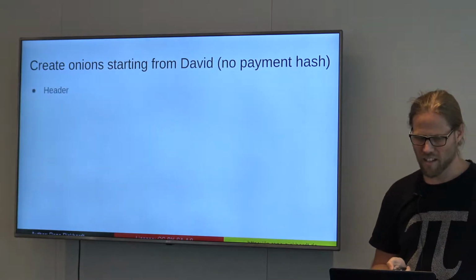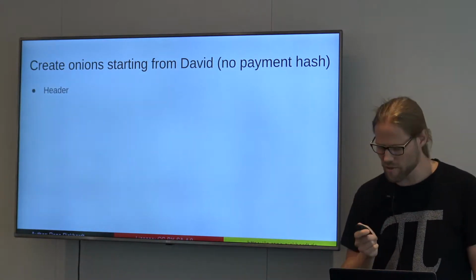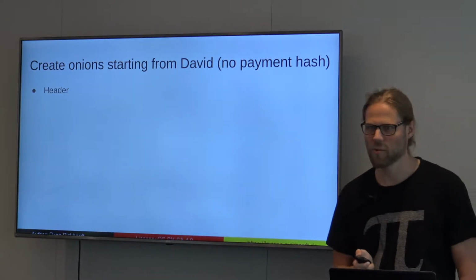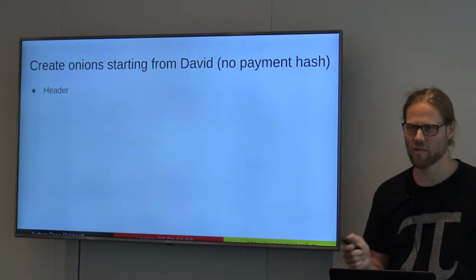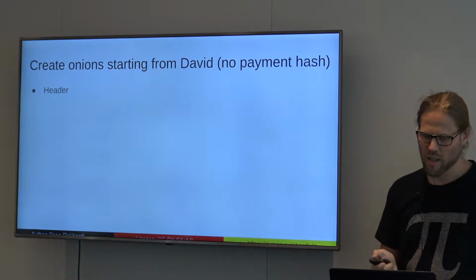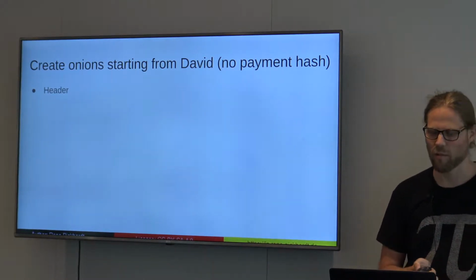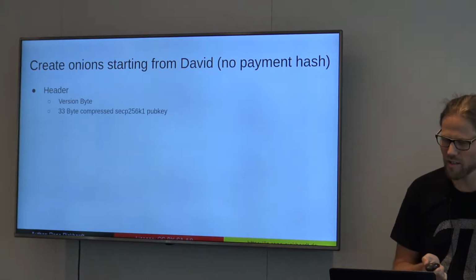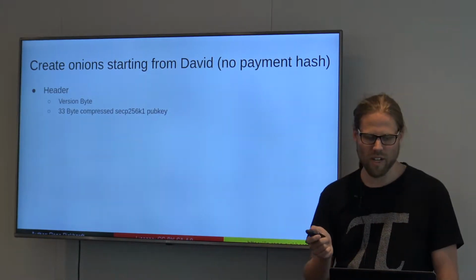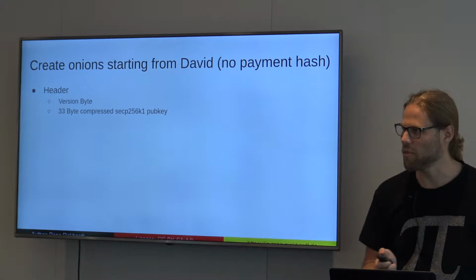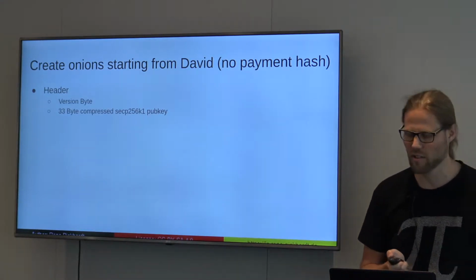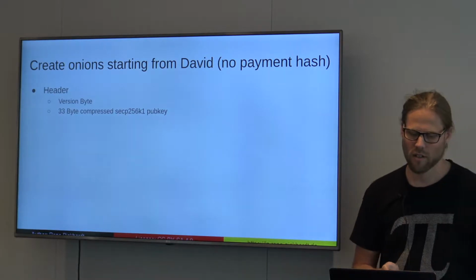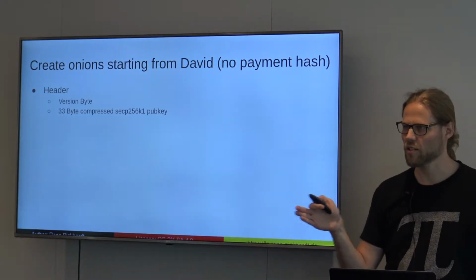And the interesting thing is, in the onion itself, there's no payment hash inside. I was pretty surprised to see this. The payment hash is transported in a different manner. But what does the format of the onion look like? Well, we have a header, and there's a version byte in it, because we might have different versions of the onions. There's a 33-byte compressed public key inside of the onion, and we will in a few slides see why we actually need this key. It's used for Diffie-Hellman key exchange.